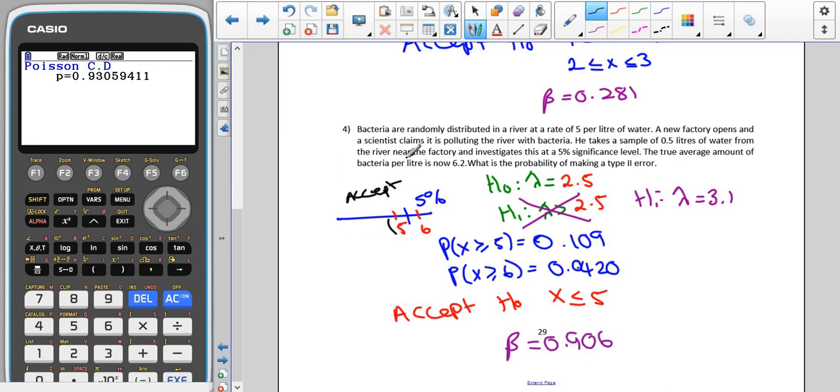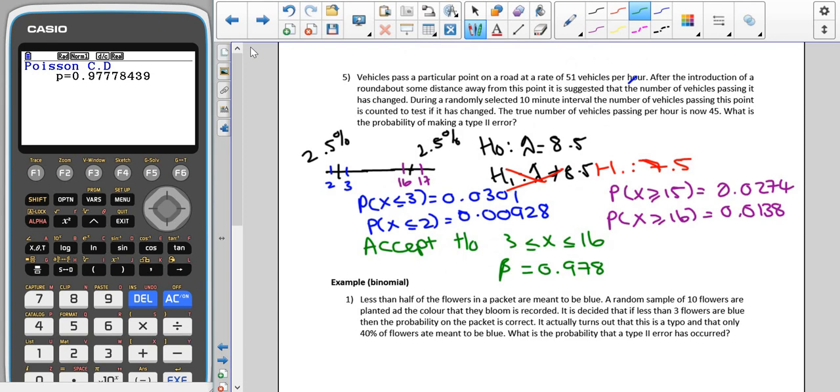Then we're told that the true average bacteria per litre is 6.3. But again, this is per litre. We tested 0.5 of a litre. So when we're using our true constant average rate now, we're actually going to be using 3.1. We know the accept H0 region is less than or equal to 5, and that gives us a beta of 0.906.